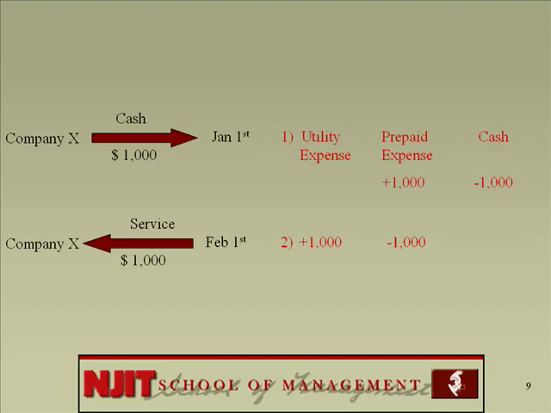What's a double entry on February 1st? On February 1st, you received the service and the bill. So now an expense is created. So expense is plus 1,000.